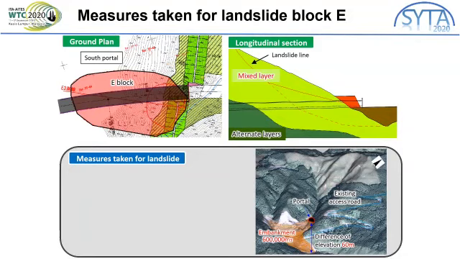Since there was a valley topography near the south portal, an embankment of 600,000 cubic meters was carried out from the bottom of the valley to the height of 60 meters. Furthermore, a counterweight field was adapted in front of the south portal.